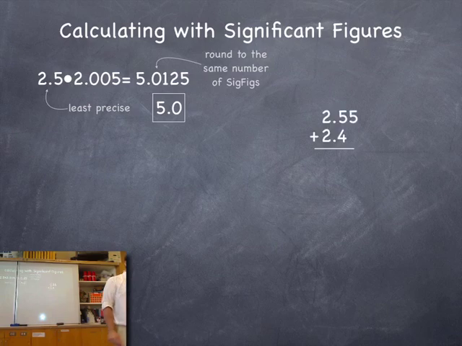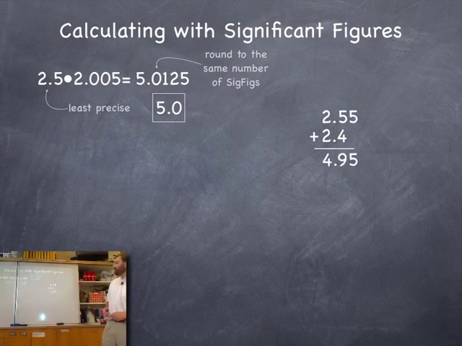If I do addition and subtraction, it's what decimal place I am at that's important. Not how many digits there are, but the actual decimal place. Numbers of significant digits, but the decimal place remains important.